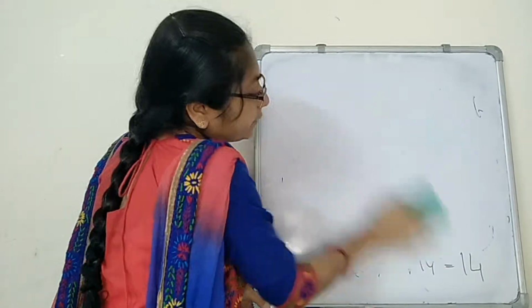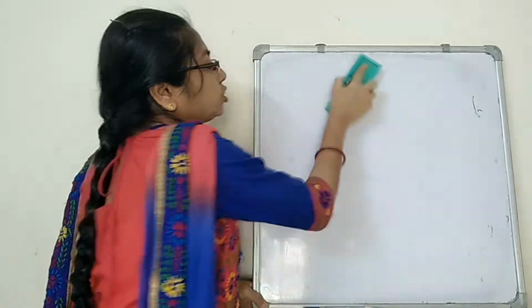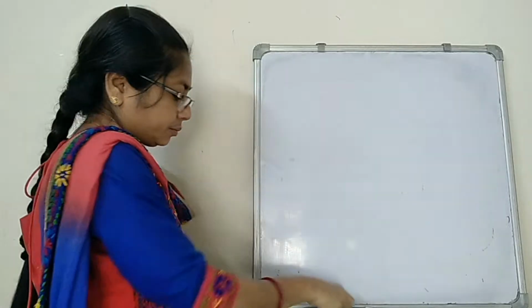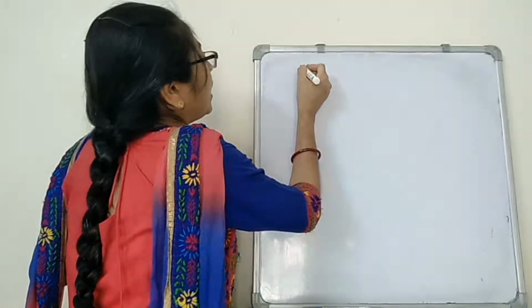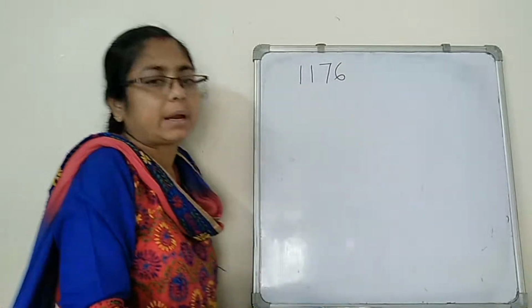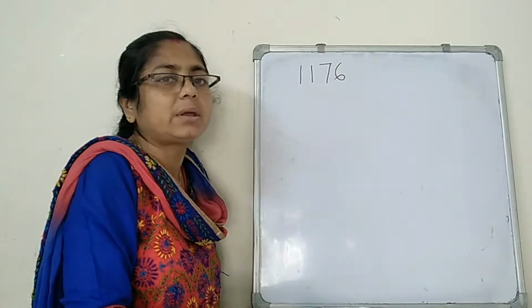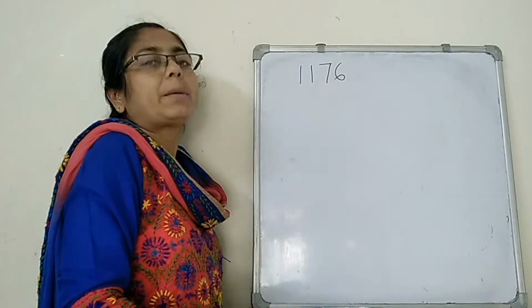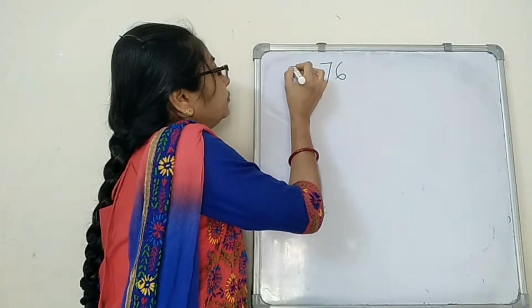Now, I give a number. 1176. You check and tell me, is it a perfect square number or not? You please check it and tell me. You start to do by the prime factorization method.